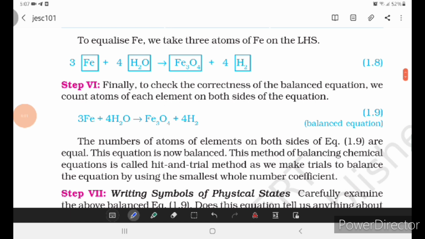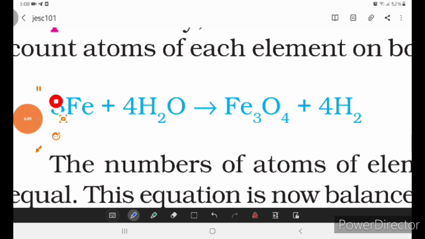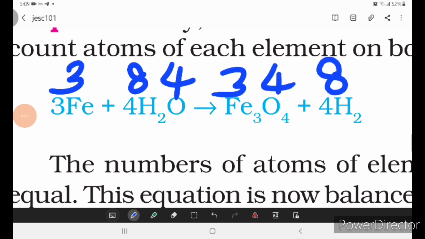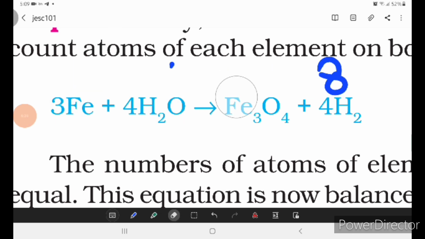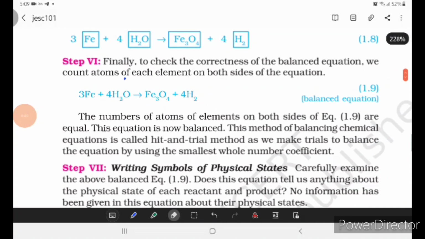So finally, to check the correctness of the balanced equation, we count the number of atoms on both sides. Now, coming to counting the number of atoms, on the left hand side, that is on the reactant side, we have 3 atoms of iron. Here we have 3. Number of hydrogens, 8. Number of hydrogens, 8. Number of oxygens, 4. Number of oxygens, 4. Hence, the given equation is balanced. The number of atoms of the elements on both sides of the equation are equal.